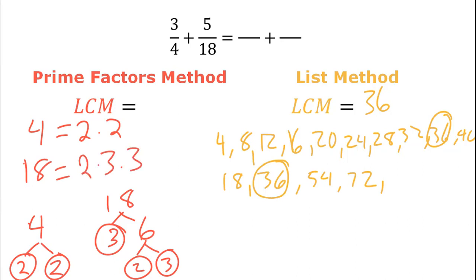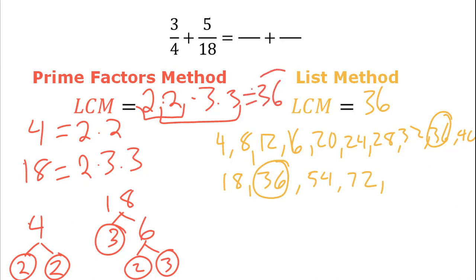So the least common multiple has to have 2 2's in it because that would create the prime factorization for 4. And then it also has to have 2 3's in it because the prime factorization of 18 requires a 2 and 2 3's. And so when you multiply all of those prime factors together, 2 times 2 is 4, times 3 is 12, times 3 again is 36.